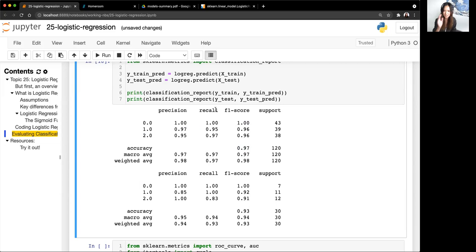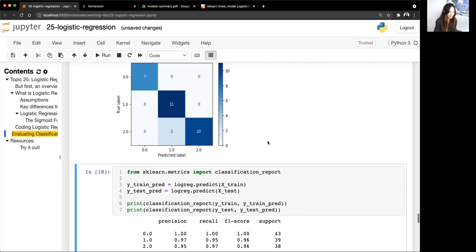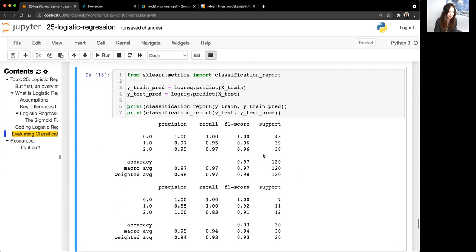We're going to talk about what each of those metrics are and how they differ in a little bit. But this is a really useful thing because it gives you, to some degree, a little bit more information than this does, because this kind of aggregates it for you. And the support tells you how many data points are actually in that class.